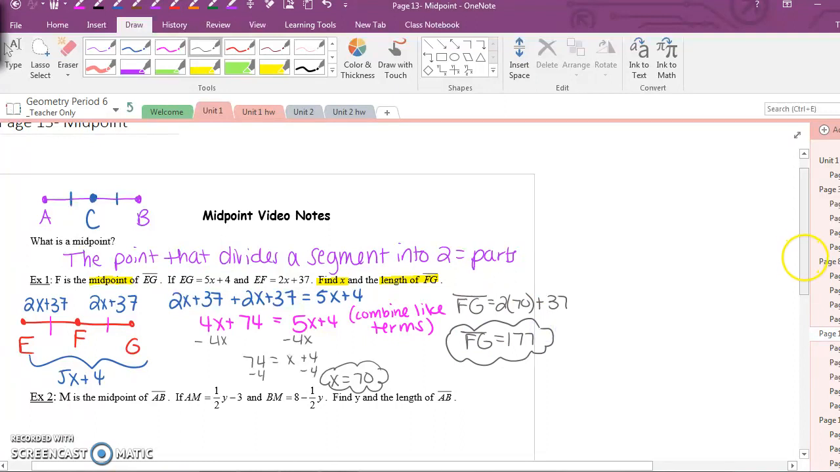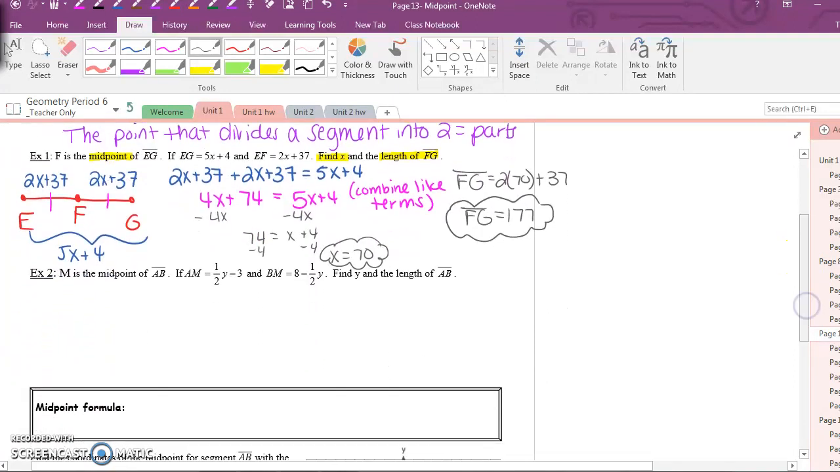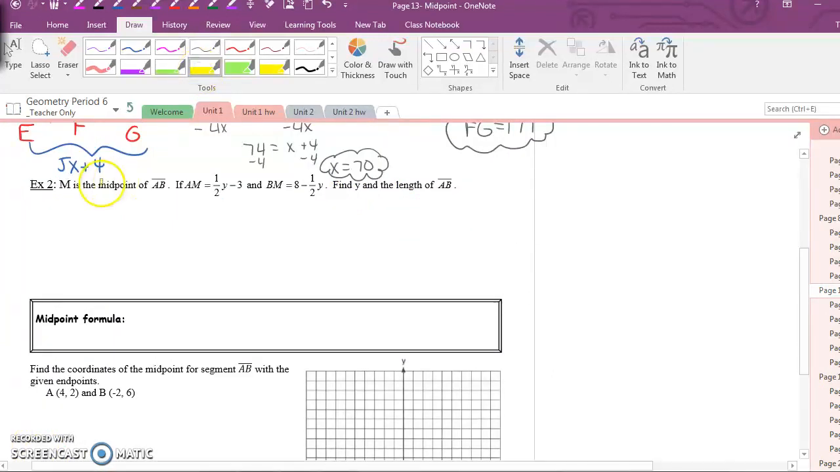Read example 2 to yourself. Again, pause the video, press play when you're done. See if you can actually set this one up before I go through it. Pause the video, see what you can come up with. If you're not sure, continue watching.